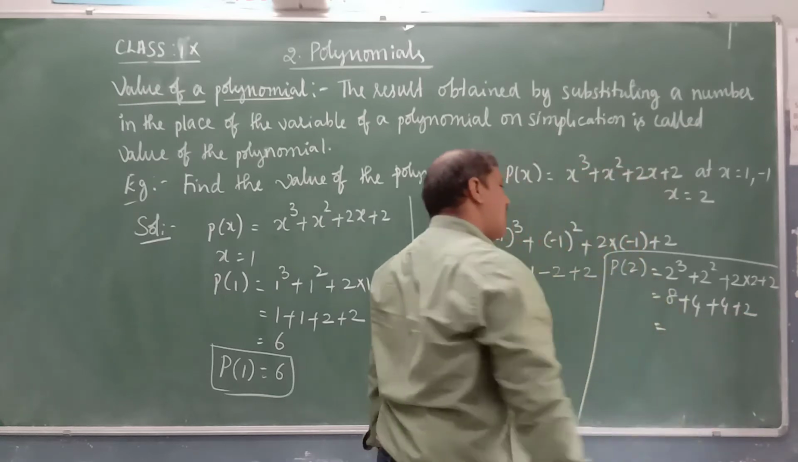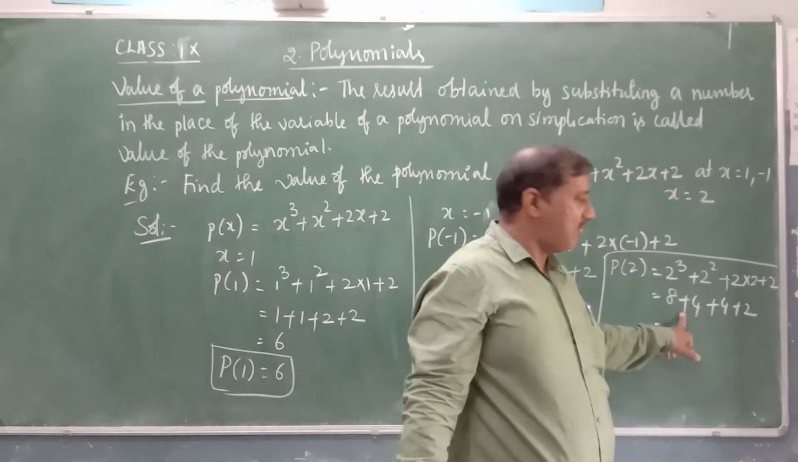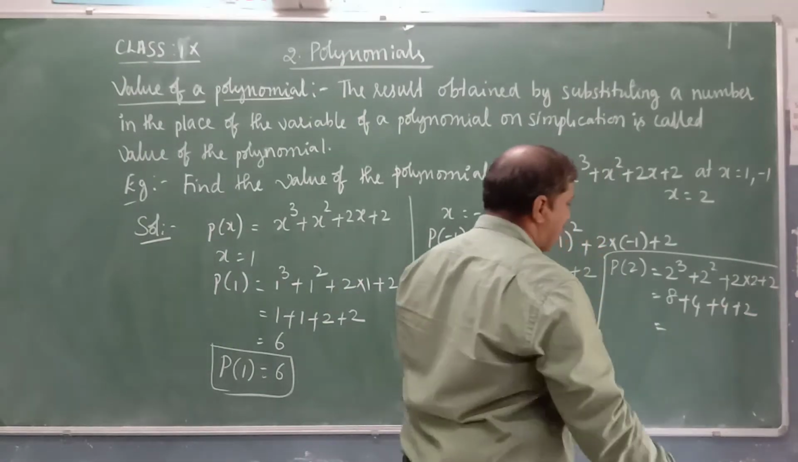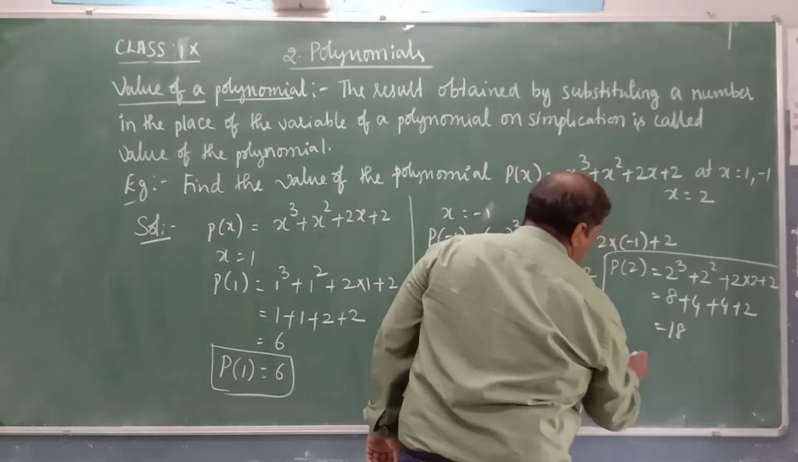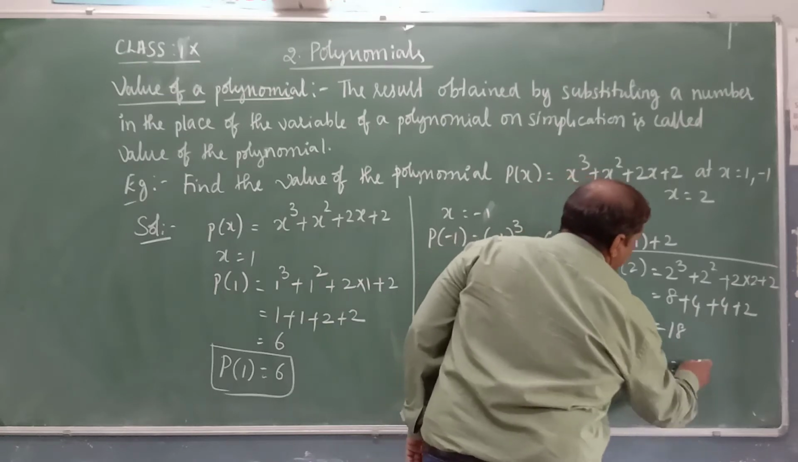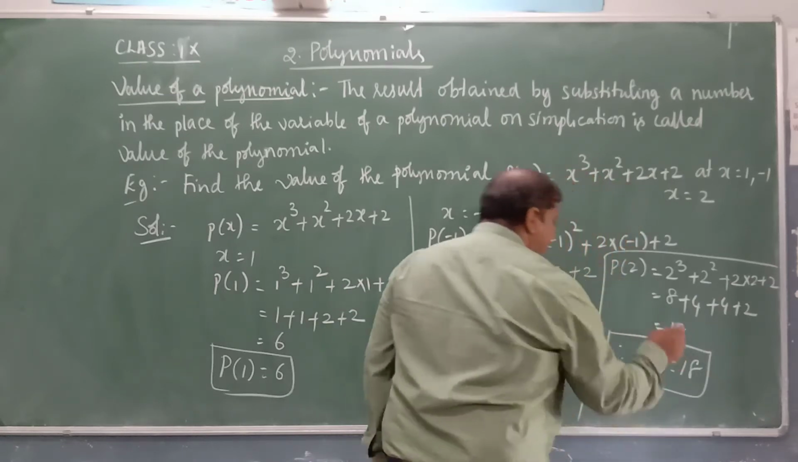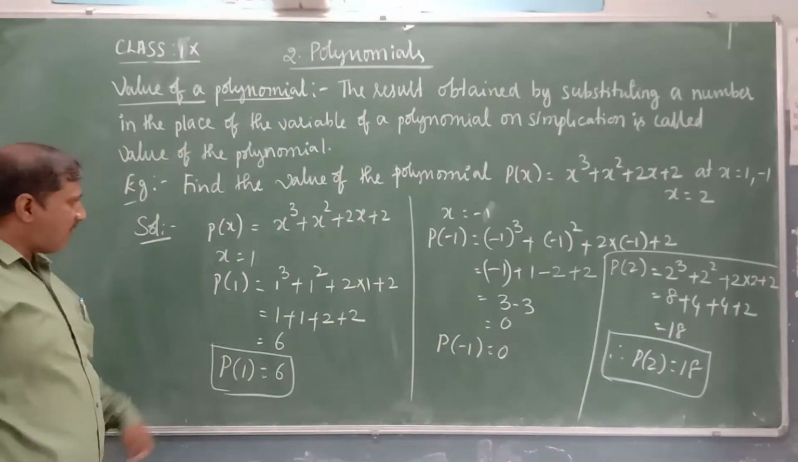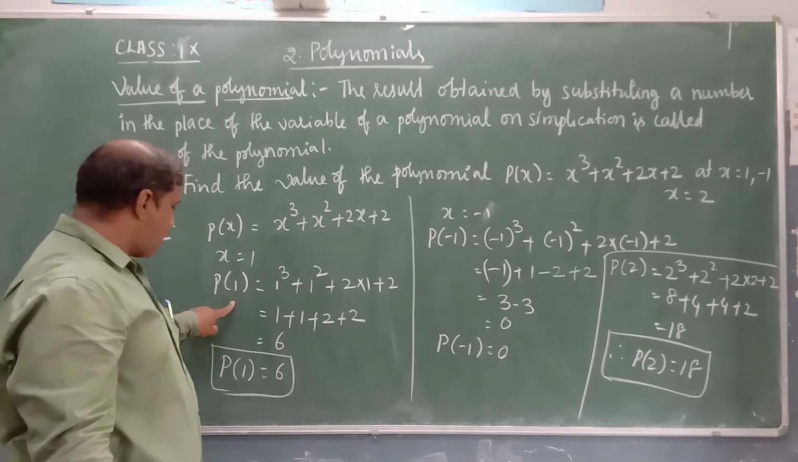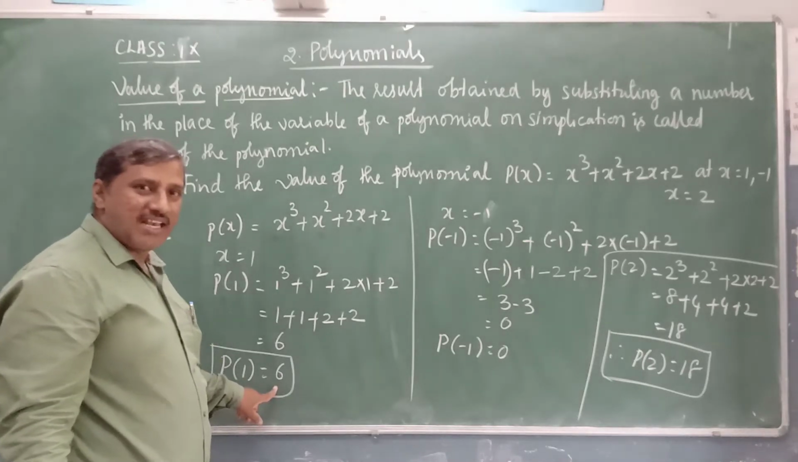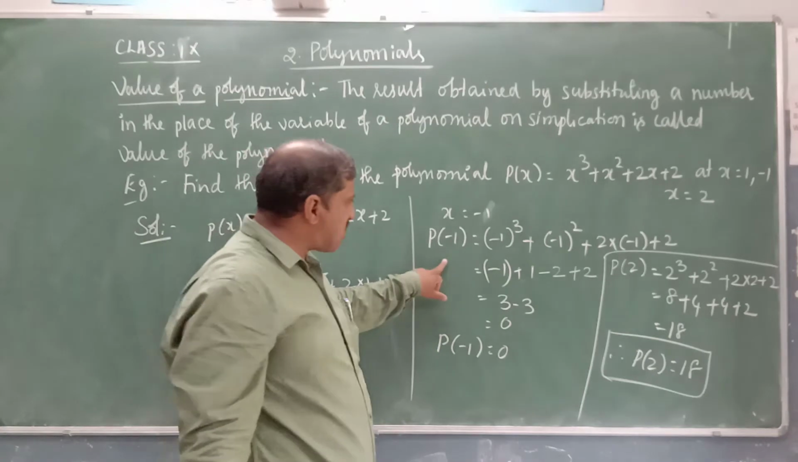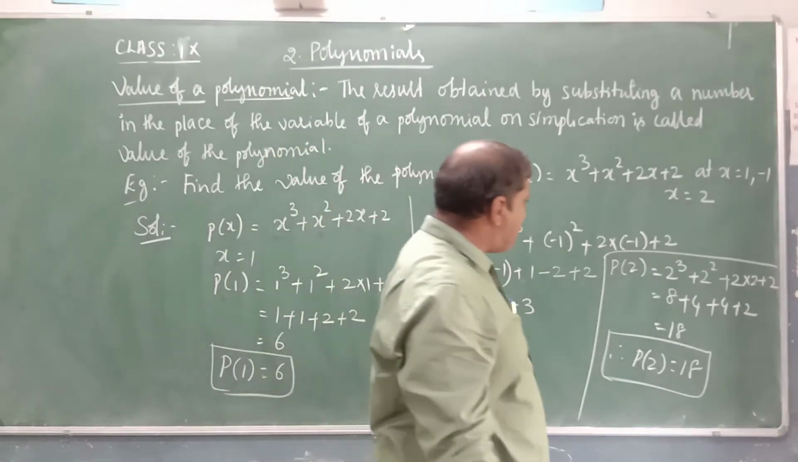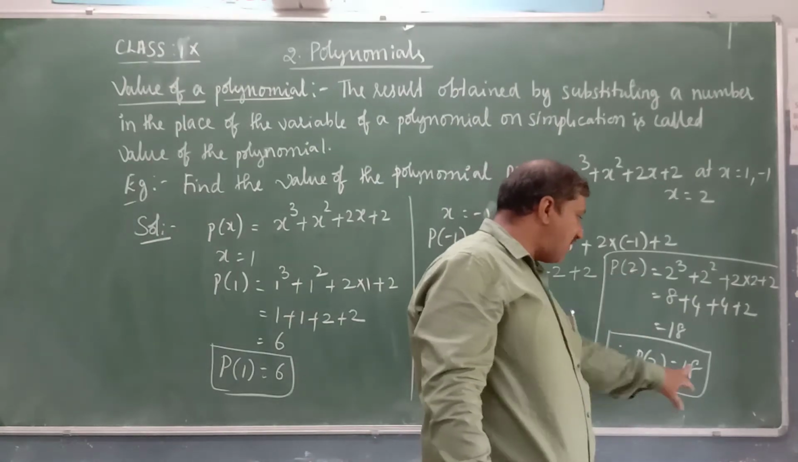Now add 8 plus 4, 12, 12 plus 4, 16, 16 plus 2, 18. Therefore, P of 2 is equal to 18. Yes, like this we will find the value of a variable. If you observe here, when we substitute x equals 1, we got its value as 6. Similarly, when we substitute x equals minus 1, we got its value as 0. And when we substitute x equals 2, its value is 18.